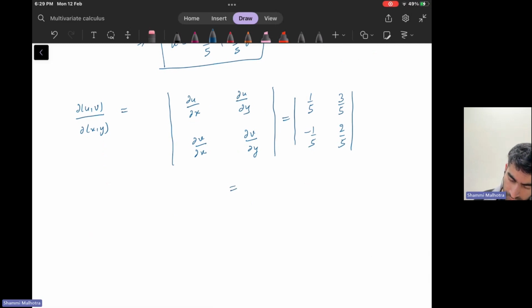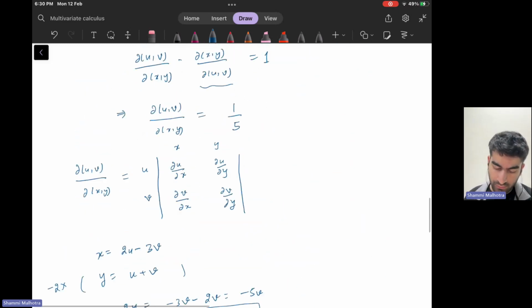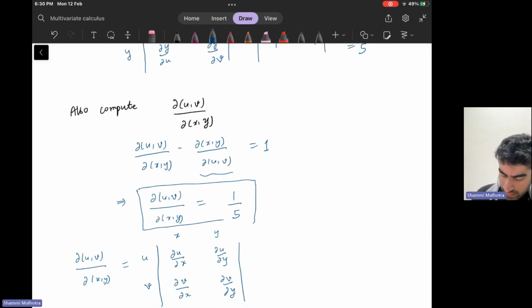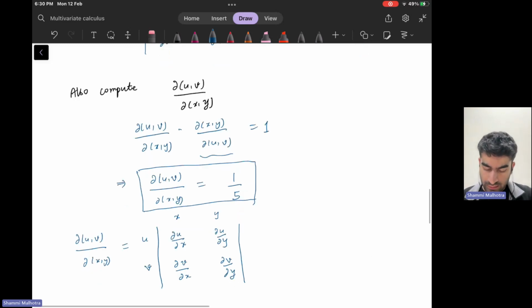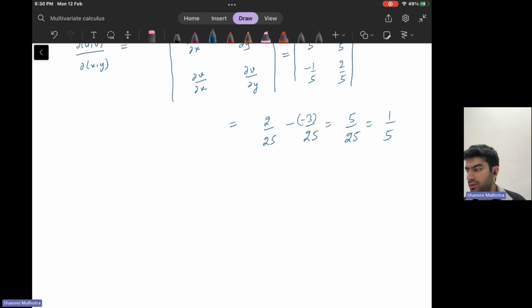So if I evaluate this determinant, this would be 2 by 25, and this is minus 3 by 25. So this one has one more minus here. So this is 5 by 25, and this turns out to be 1 by 5, which we have evaluated by the identity itself. 1 by 5, which was coming earlier. So the identity holds, and we are actually getting the expression right away. With that we can also compute the value of these Jacobians.